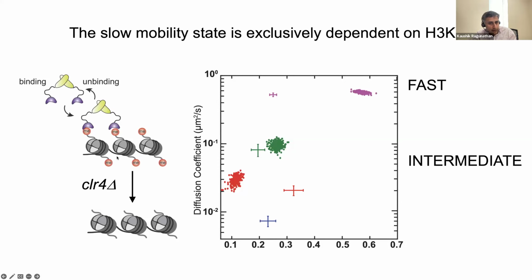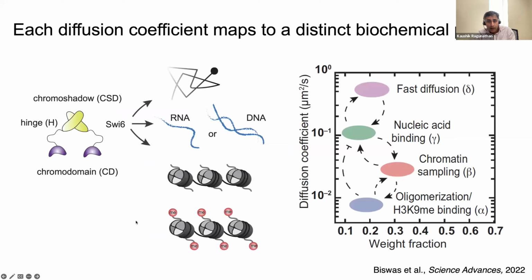Something that's trivial that we can do based on just the Clr4 deletion is to just say that the lowest diffusion state, the slow one, corresponds to Swi6 that binds to H3K9 methylation. There's a non-H3K9 methylation dependent component that's embedded in this red state, but the green and the purple terms are actually completely H3K9 methylation independent, and in fact increase in proportion when you delete Clr4. So this is to summarize a lot of different data, and I'll tell you one vignette based on what we learned from actually acquiring such data.